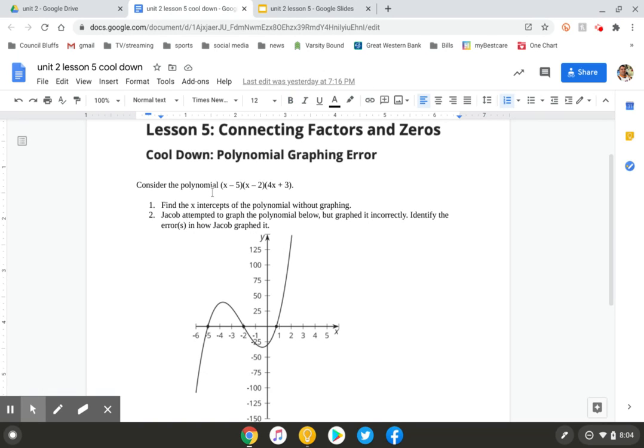So if you find the x-intercepts, that should be those points on the x-axis where the graph crosses it. So you could probably figure out what the error is likely going to be. And that is it for lesson 5.